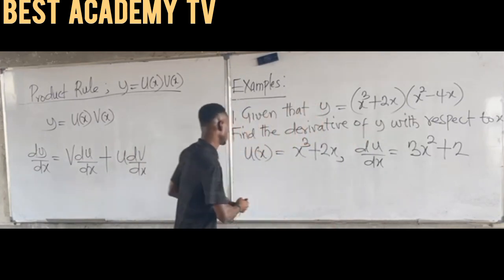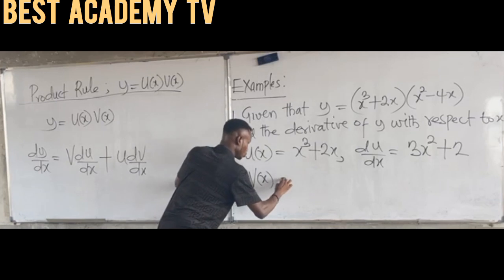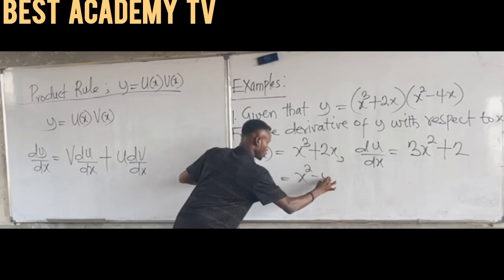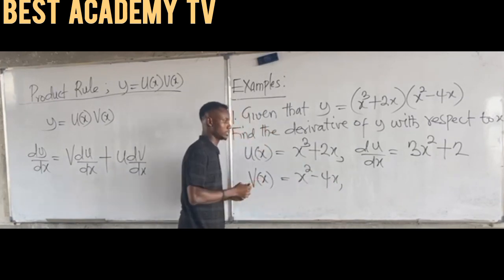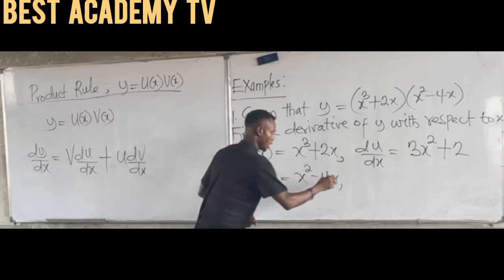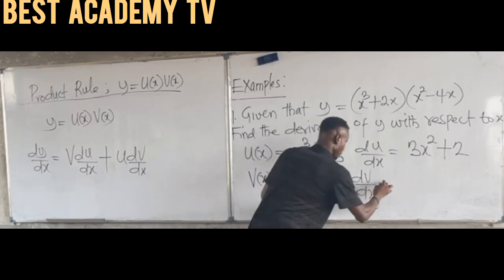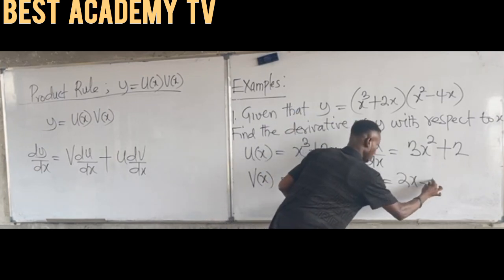Please take note. So let's get v of s here. V of s is s squared minus 4s. Let's get the dv/ds. The dv/ds means that I'm going to differentiate this function here. So our dv/ds will be equal to 2s minus 4.